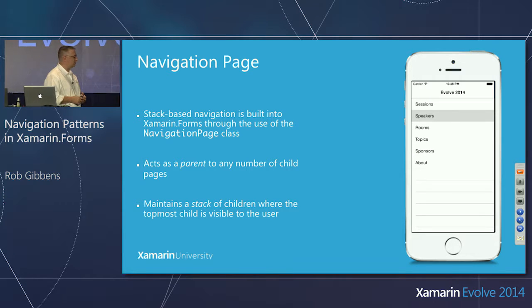On iOS, this is going to use a UI navigation controller natively, and on Windows Phone and Android, we're basically swapping the content in and out. So Android uses fragments, and Windows Phone just replaces the content.